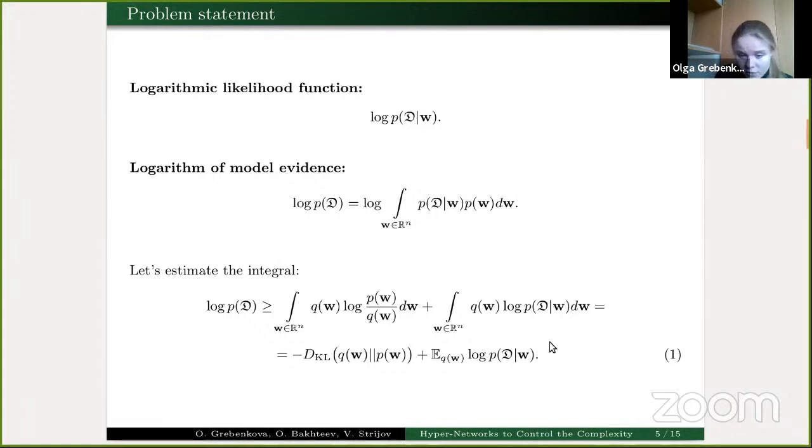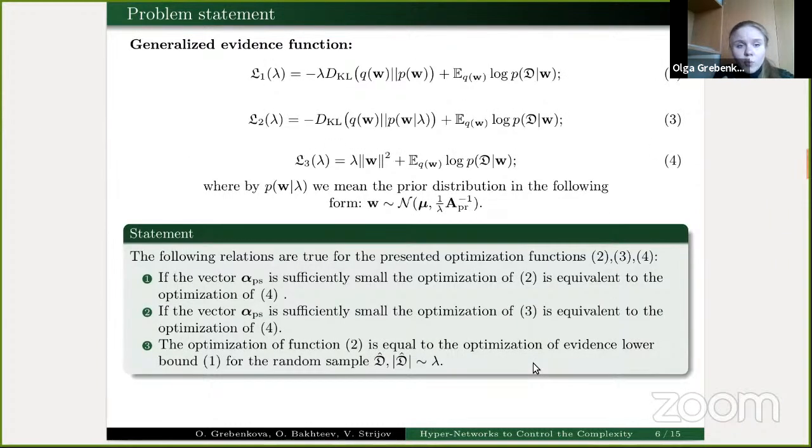The second term in this formula is the expectation of the likelihood. We consider the problem of model parameters optimization by the generalized evidence function. It can be defined in different ways. In this work, we consider three variants where the complexity parameter lambda controls the influence of the prior distribution on the choice of the final model.